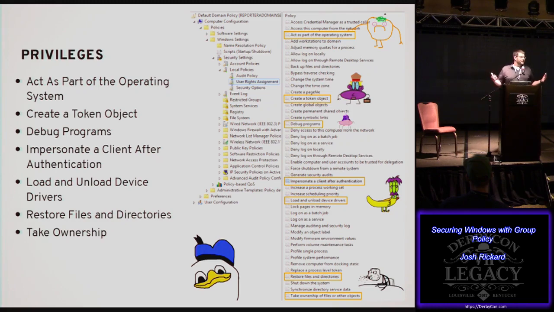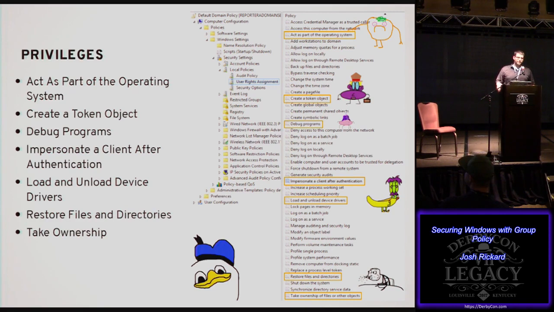So you have these individual specific rights, like create a token object. That's basically creating a security access token on behalf of that user, so a process can use it to elevate or go across the network. Why does it need it then? It never needs it. But by default, all of these privileges actually belong to administrators. If you're a local administrator or in the administrators group, you have all of these rights.